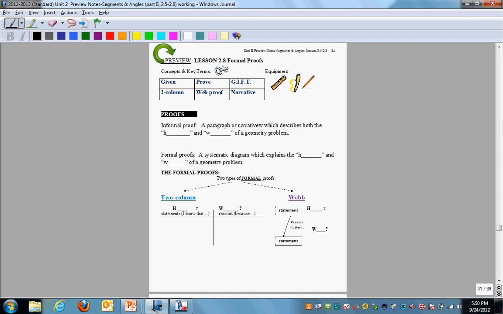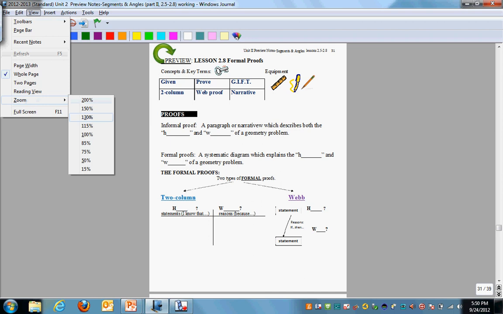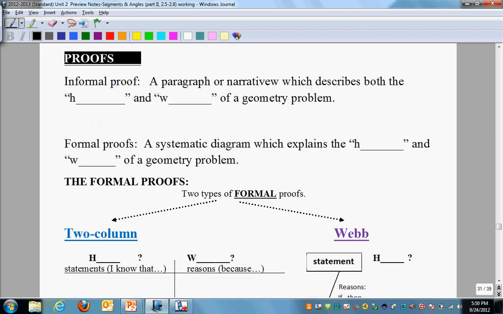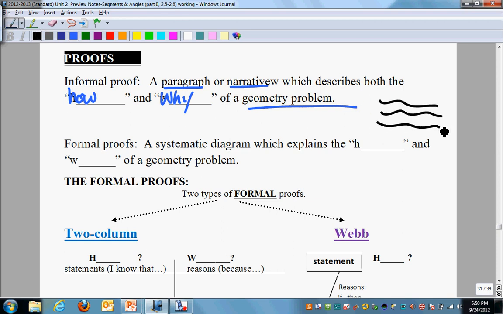Now, in formal proofs, all we're doing is, again, taking an explanation and specifically addressing these questions. An informal proof is a paragraph or a narrative which describes both the how and the why of a geometry problem. It's a paragraph or a narrative. So an informal proof is when you're just writing sentences. That's called an informal proof.